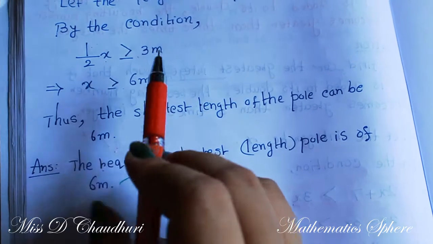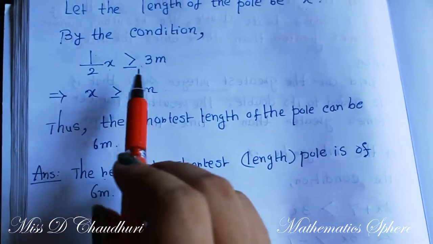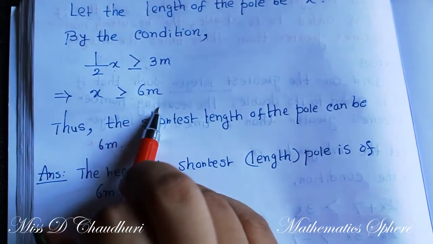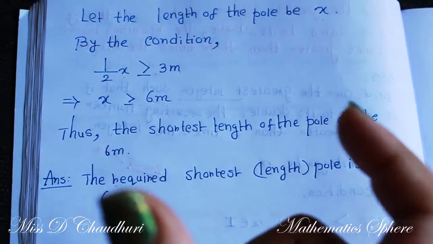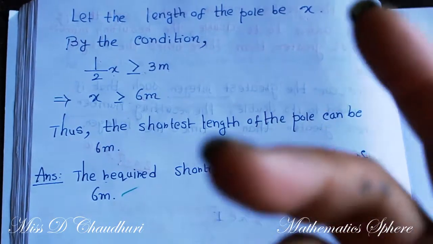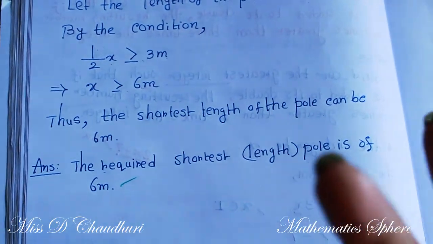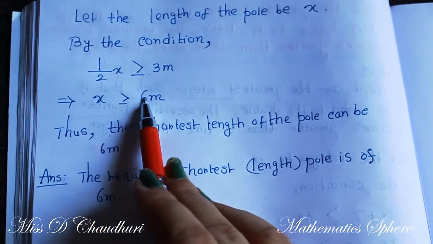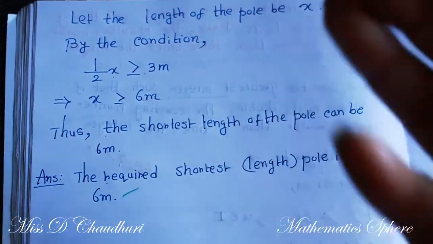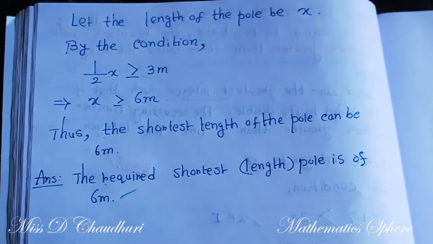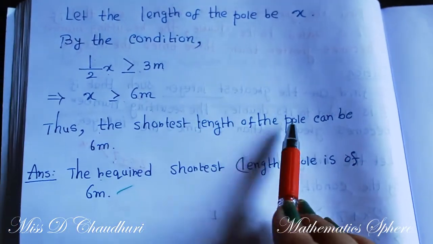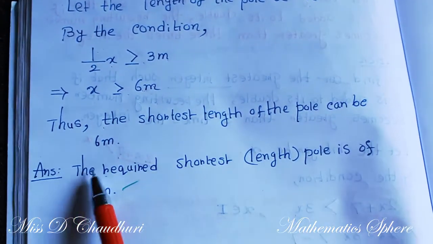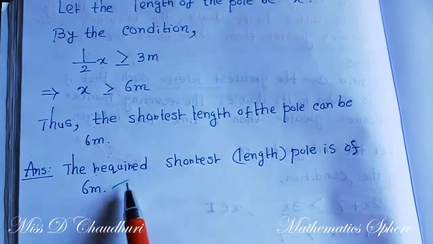Just multiply this. That means the length of the pole is greater than or equal to 6 meter. But in our question they said the shortest length. The length of the pole can be 6, 7, 8, 9, 10, anything, no? But we need the shortest or smallest length of the pole. So it can be 6 only, because if you go on increasing then the length will increase. Thus the shortest length of the pole is 6 meter. At last you write the required shortest length of the pole is 6 meter.